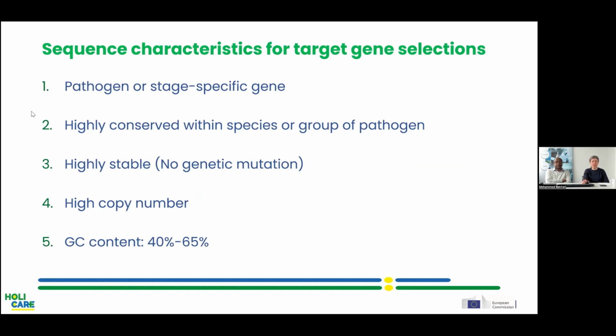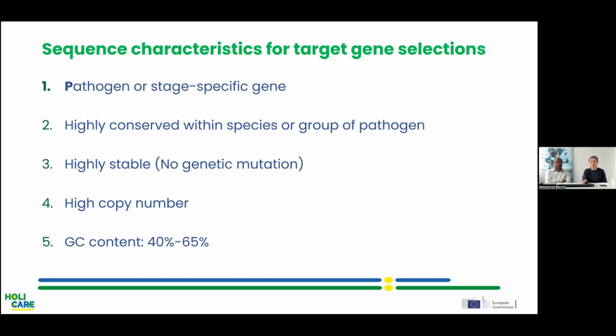Third, the sequence should be highly stable. This means it should not be prone to genetic mutations. You often have this in viruses, where genes that encode for proteins of the envelope or so are very prone to mutation. And then fourth, it is nice if the sequence has a high copy number, but it's not a must. And then fifth, the GC content should lie between 40 and 65%. But it's also okay if it's a little bit lower or a little bit above, but usually the primer design and the LAMP assay work best if the GC content is in this range.